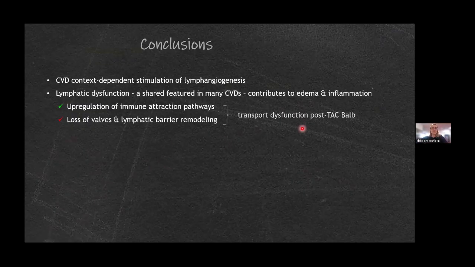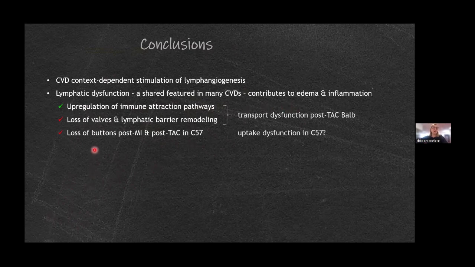While in the TAC model in BALB/c mice, we did see an upregulation of immune attraction pathways, indicating that this is maybe some sort of compensation that the lymphatics are trying to do. The loss of valves that we observed and the potential changes in the lymphatic pre-collector barrier could definitely contribute to the dysfunction. I haven't shown you the data, but in other models, for instance after myocardial infarction or post-TAC in another strain, C57, we do see this loss of button junctions. So perhaps the mechanisms underlying the lymphatic dysfunction are different, but overall it's a shared feature that lymphatic transport capacity is reduced.